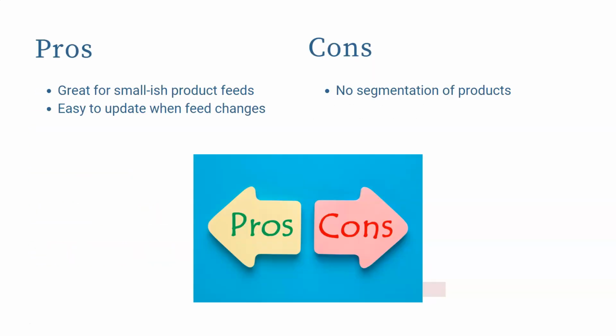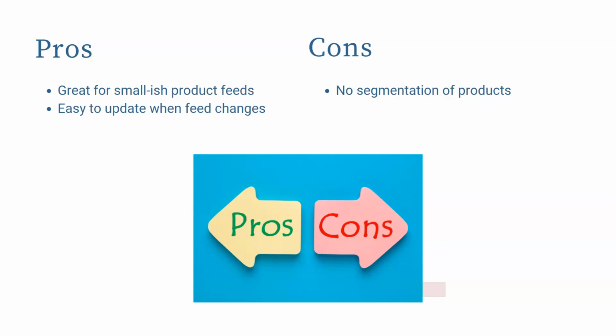The downside is we have no segmentation of our products. We've literally just got all products in one. You can see individual products, but there's no product grouping within the campaign, which sometimes can be useful.